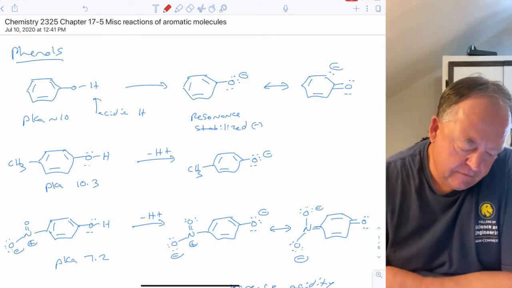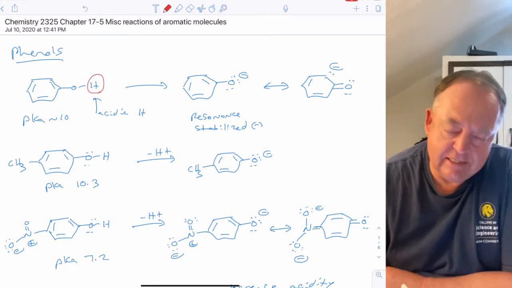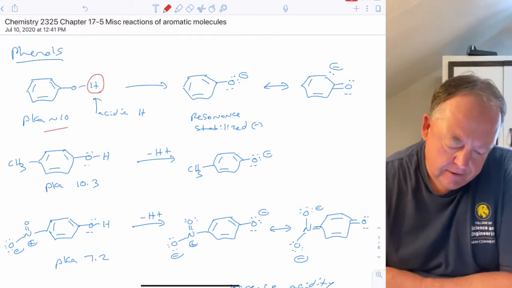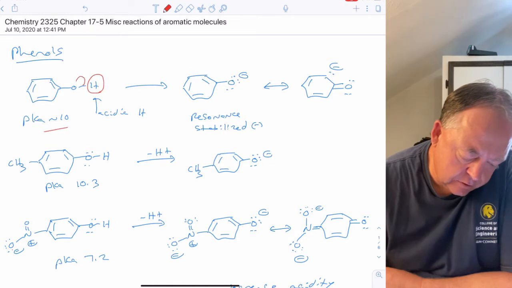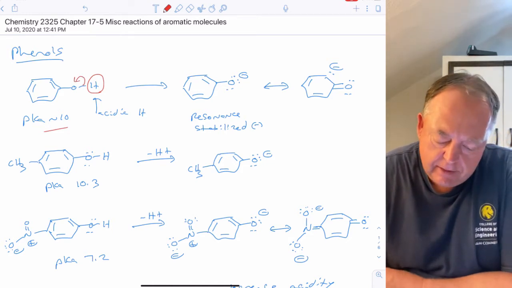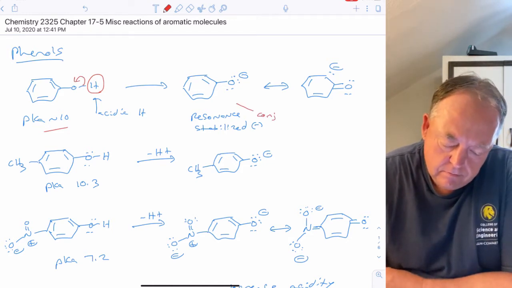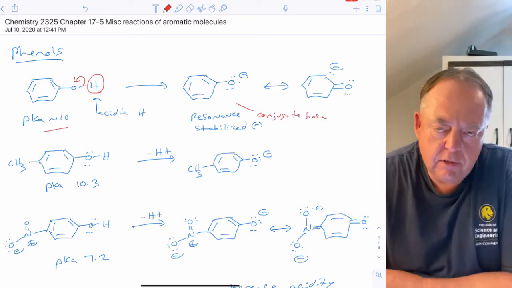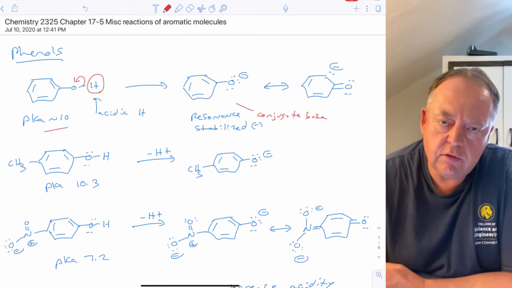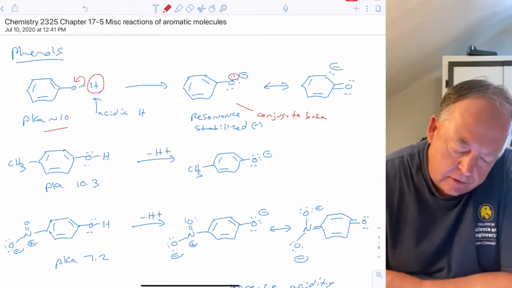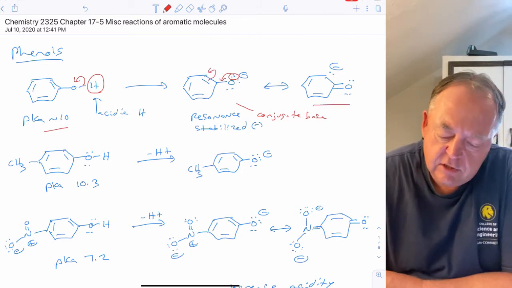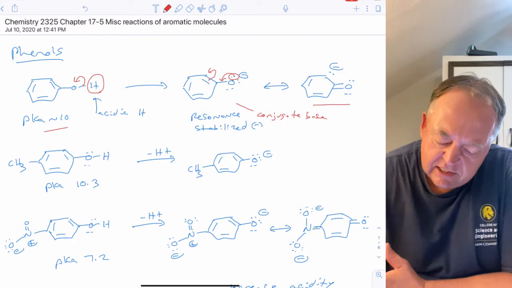So phenol, the hydrogen is fairly acidic, right? It has a pKa of about 10. So why is it so acidic? If it loses that hydrogen to make the conjugate base, the base must be fairly stable for phenol to be so acidic. What stabilizes the conjugate base, if you remember, is you can take that negative on oxygen and resonance delocalize it through the benzene ring, so that stabilizes it.